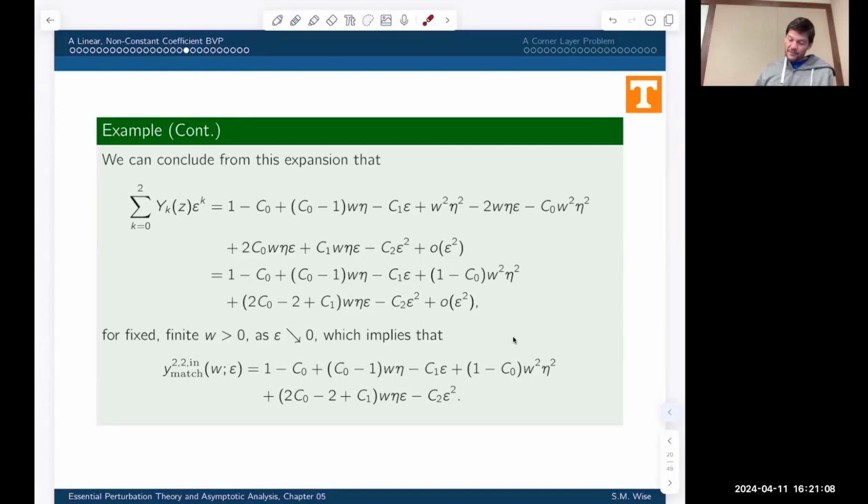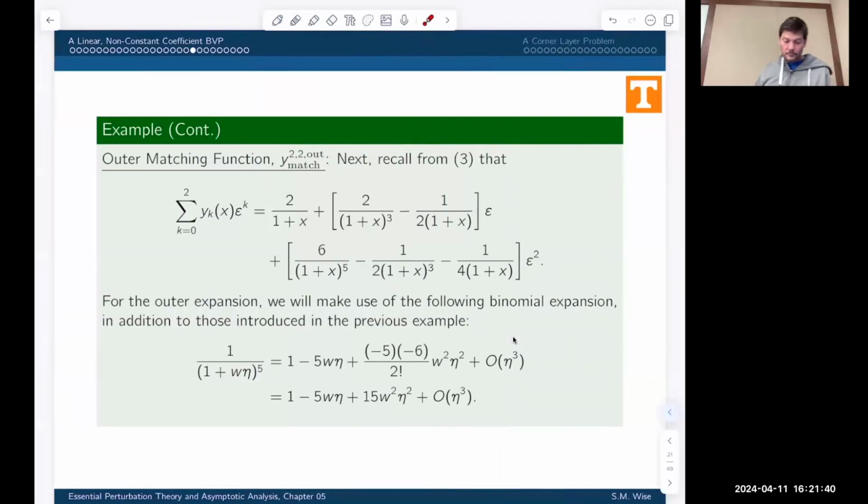That means that if this is true, then everything leading up to this term here is my 2-2 match. That's the 2-2 match function. So all I did here was copy all of these terms down to here. That tells me exactly what terms I'm going to need to match with the inner solution expansion. So this is my target. Is that clear for everyone? That's the target that I'm shooting for when I do the outer solution expansion.